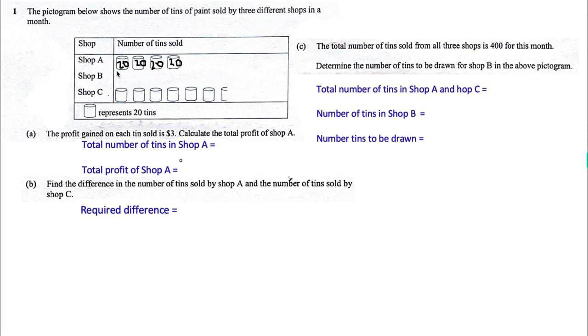Therefore, if we want to find the total profit gain in shop A, if each tin is sold at $3, we first find the total number of tins in shop A. So since we have 4 tins here, each representing 20, the total number of tins is actually 20 times 4, which is 80 tins. And since each tin is $3, then we have 80 times 3, which is $240.